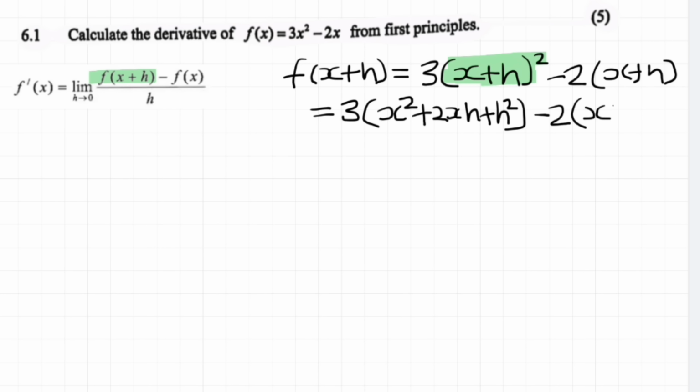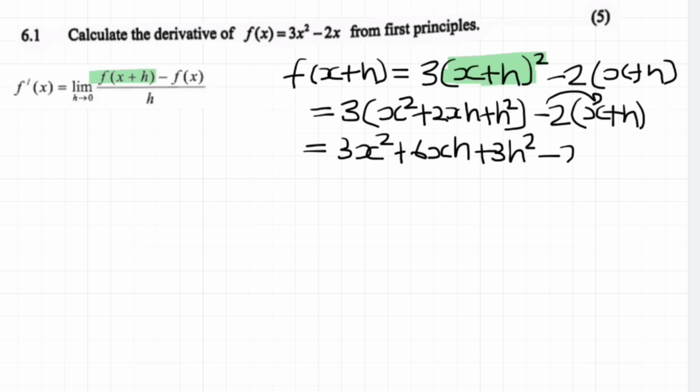So let me keep this the same. Now I want to distribute. This is going to be 3x squared, and then 3 multiplied by 2 is plus 6xh, and then plus 3h squared. And then let me distribute this one: minus 2x, minus 2h, just like that. And this is f of x plus h.